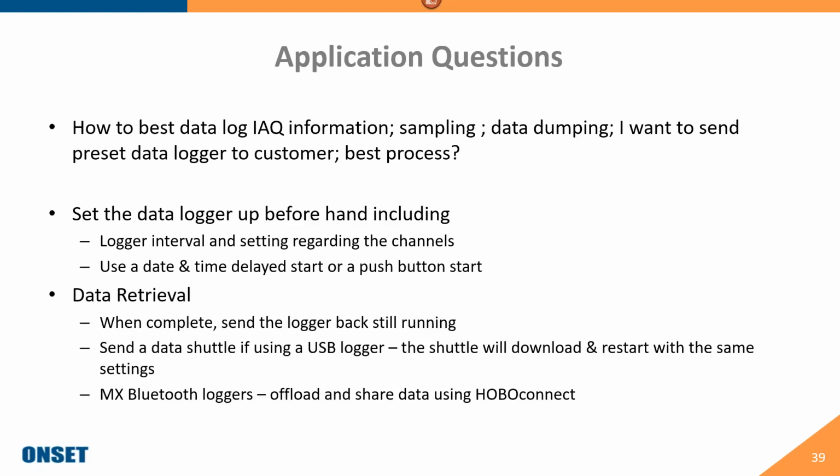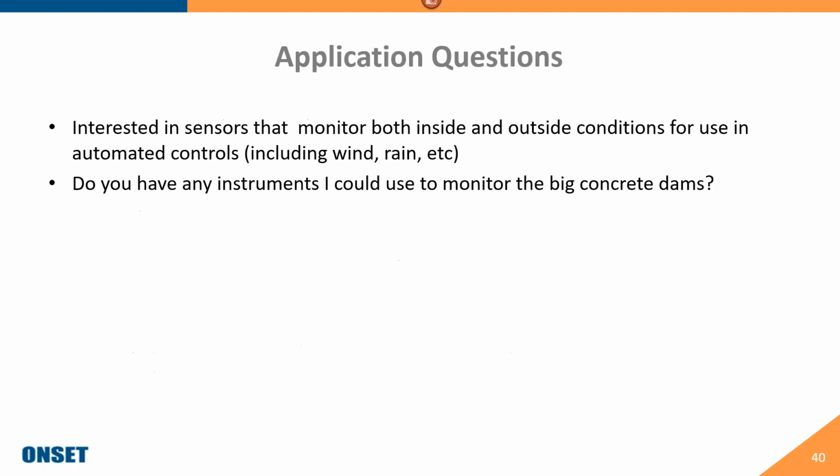And then in terms of the data retrieval, if you're using the USB loggers, we have something that's called a data shuttle. So they could offload that and send that shuttle back if you're doing a long-term study. Obviously, if you're doing a short-term study, just sending the data logger back while it's still running, that's always an option. And then with the Bluetooth loggers, have them download HOBO Connect. I'll show you guys HOBO Connect in a little bit here, just so you can get a look and feel of what that looks like. But then they can email you or text you the data as well. So a bunch of different options there.